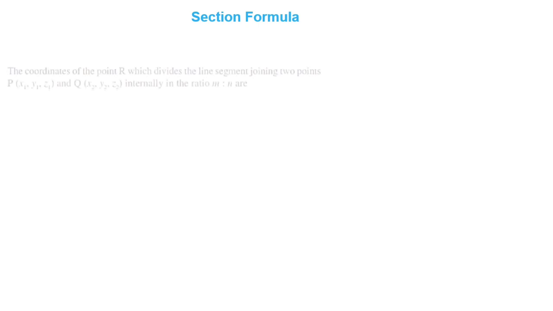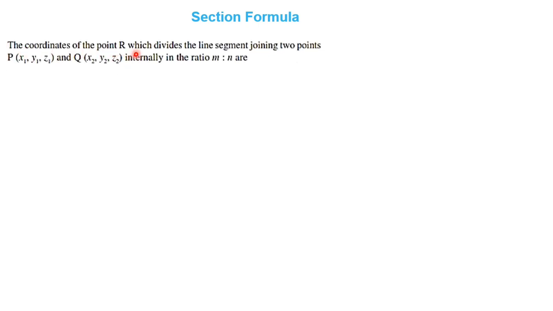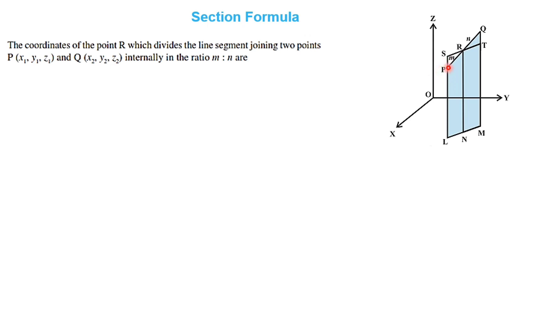Let's begin with the section formula. The coordinates of the point R, which divides the line segment joining two points P(x1, y1, z1) and Q(x2, y2, z2) internally in the ratio m:n. First of all, let's visualize the statement. There is a line joining two points P and Q. The coordinates of P are x1, y1, z1 and the coordinates of Q are x2, y2, z2. Whenever R comes onto the line PQ, it divides it into two parts in the ratio m:n. That means PR and RQ are in the ratio m:n.